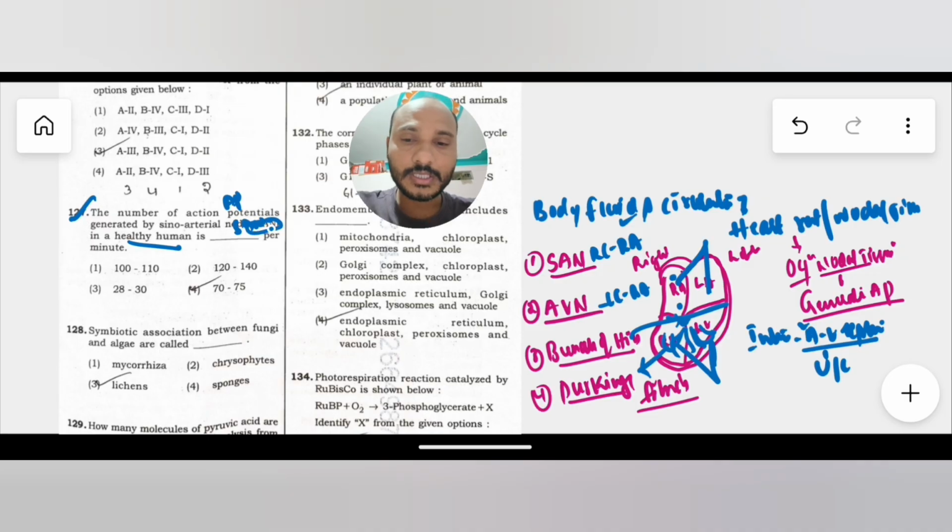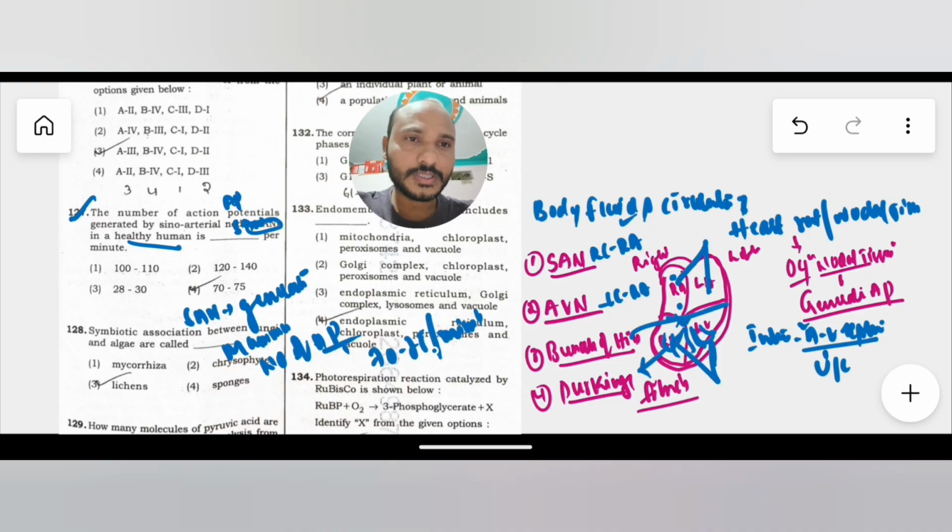So what can the SAN generate? Note here, the SAN, the sinoatrial node, can generate the maximum number of action potentials, around 70 to 75 per minute. Because it is responsible for initiating and maintaining the rhythmic activity of the heart, the contraction of the heart starts from only this SAN.